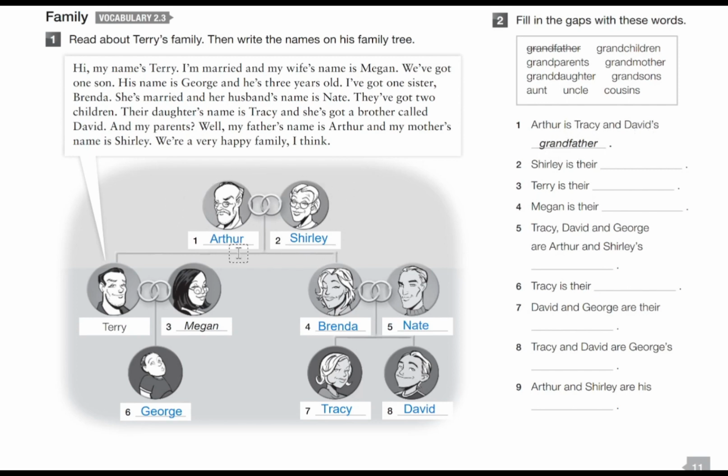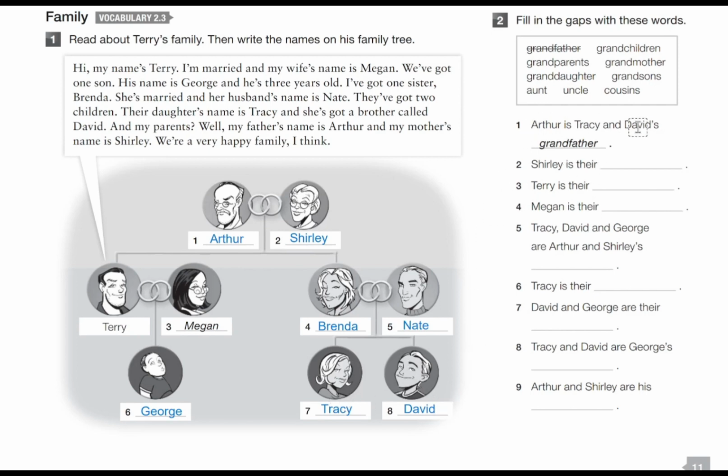That's true. So we've got here Arthur and Tracy and David. They are really grandfather. Okay, as you can see here, from Arthur and Shirley, we got Brenda and Nate. And from Brenda and Nate, we got Tracy and David. So that means Tracy and David, they are grandsons. Brenda and Nate, they are parents. So Arthur and Shirley, they're grandparents. Arthur is grandfather. Shirley is grandmother for Tracy and David.